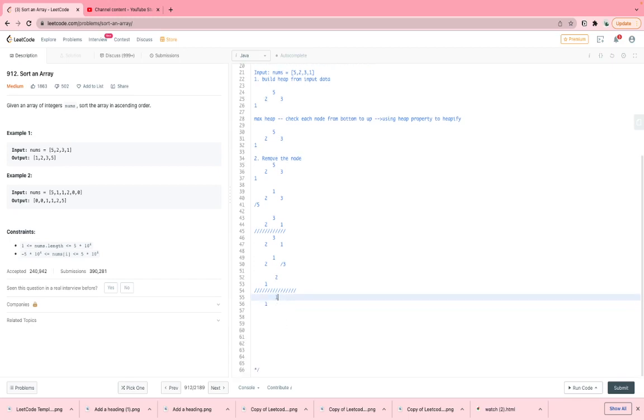We swap the root with the last element, and then we delete the last element. We check this one, and it is already heapified because only one element is left in this heap. So the algorithm ends. That's basically the algorithm of heap sort.